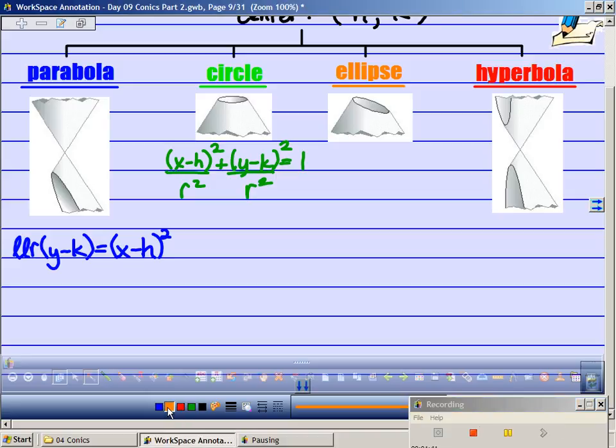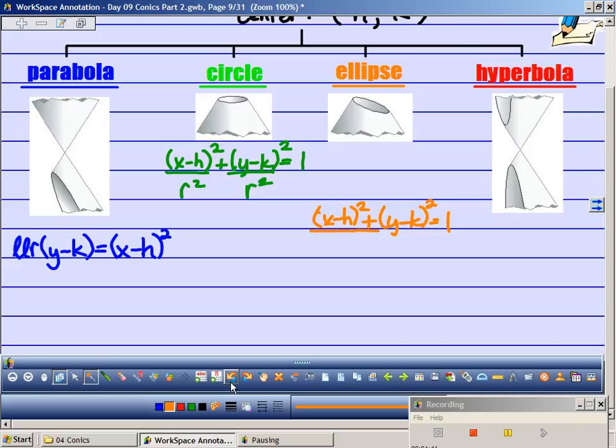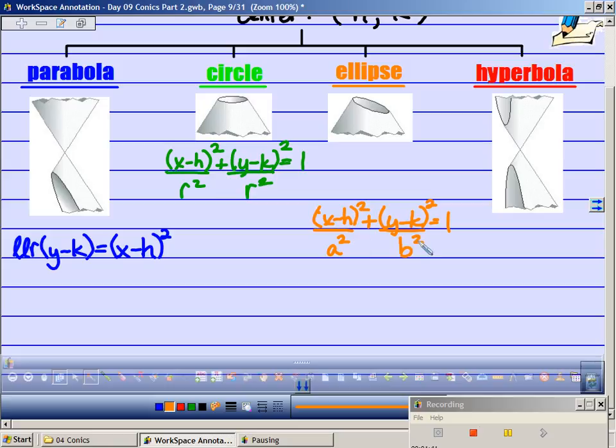Now let's look at ellipse. So the ellipse also has the exact same horizontal and vertical shifts that we talk about. So x minus h squared plus y minus k squared. Only they're not both r squared. They're different, right? Because if they're the same, they'd be a circle. So not for any particular reason, but we're just going to call them one a squared and one b squared because their values are different. If they were both a squared, it would be a circle, right?